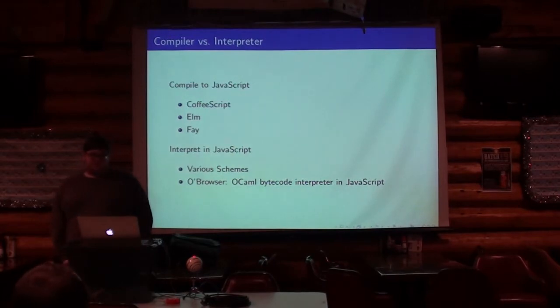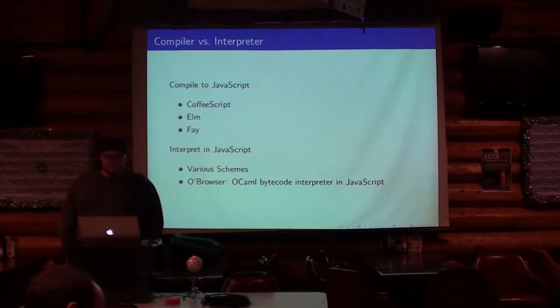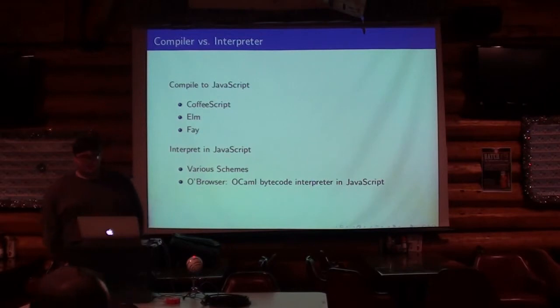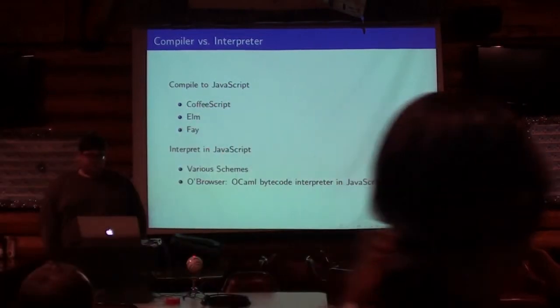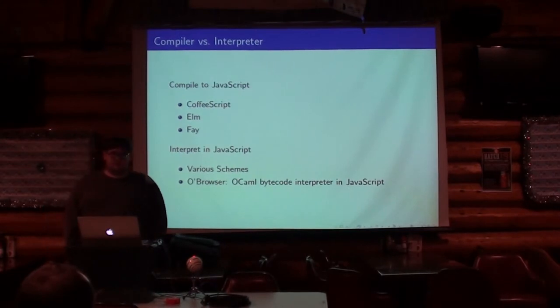Okay, so compilers versus interpreters. There's a lot of languages recently that are compiling to JavaScript. CoffeeScript, I think, is the big example that everybody knows about. There's also Elm and Fay. Elm is a functional reactive language, similar in syntax to Haskell, but probably more semantically like ML. It compiles to JavaScript and HTML. That's pretty cool. Fay is semantically and syntactically a subset of Haskell, which compiles to JavaScript.